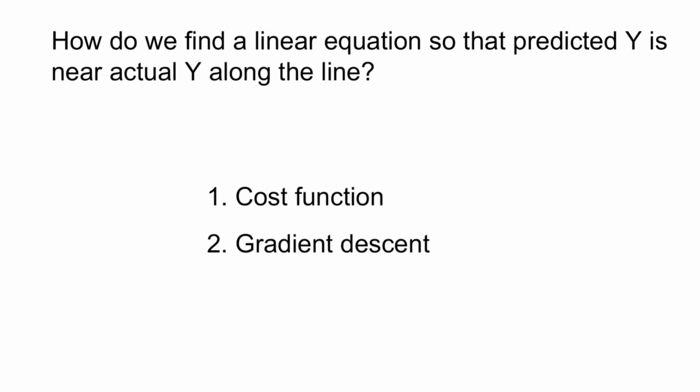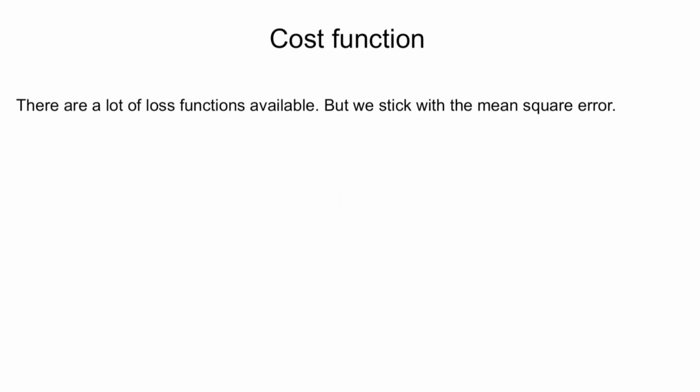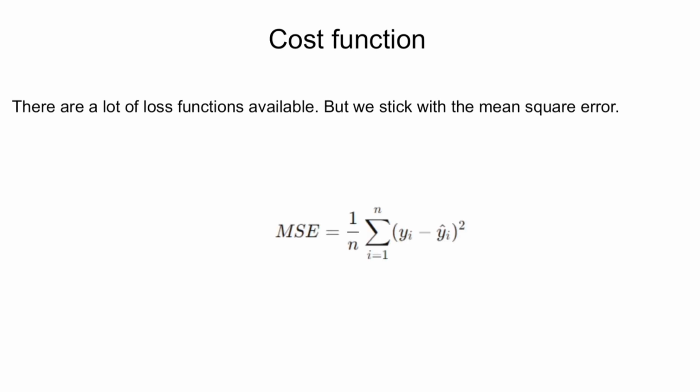Well, cost functions and gradient descent algorithms play a major role for this. There are a lot of loss functions available, but we stick with the mean squared error. Below is the mean squared error equation. MSE is equal to 1 divided by N, times the summation of actual y minus predicted y, the whole squared. N is nothing but the number of data points that you have for training.